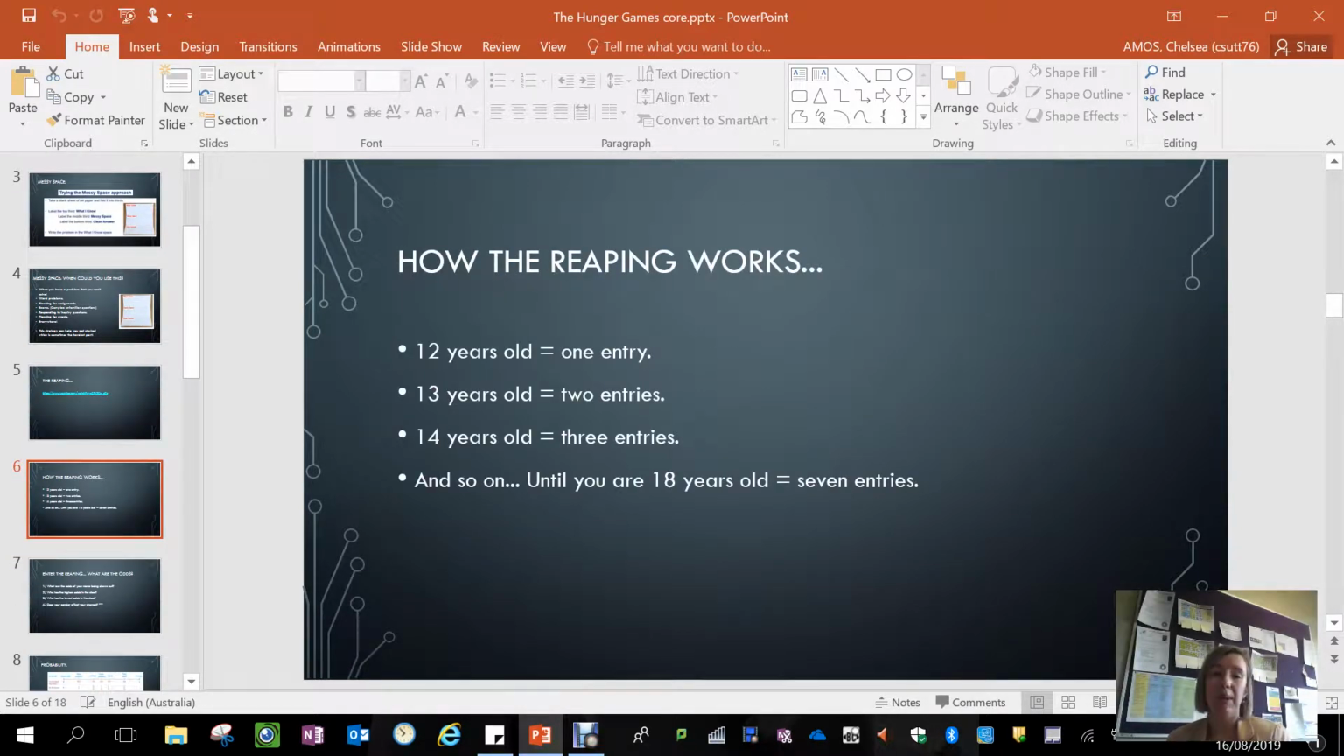So this looks at how the reaping works. So when our students are 12, they would have 1 entry in the games. If they were 13, they would have 2 entries. If they were 14, there would be 3 entries, and so on until they're 18. They would have a total of 7 entries in the Hunger Games.